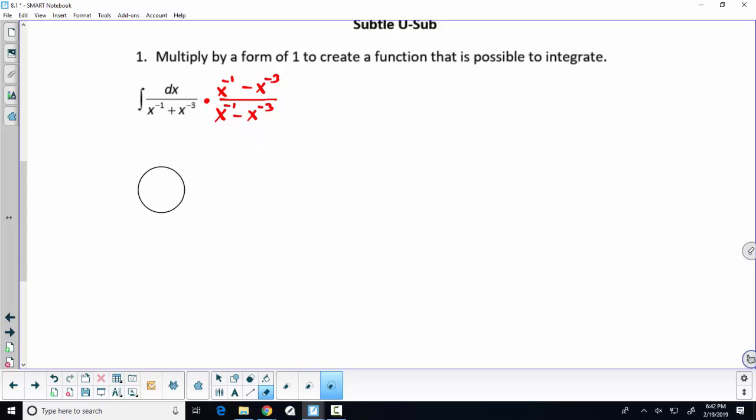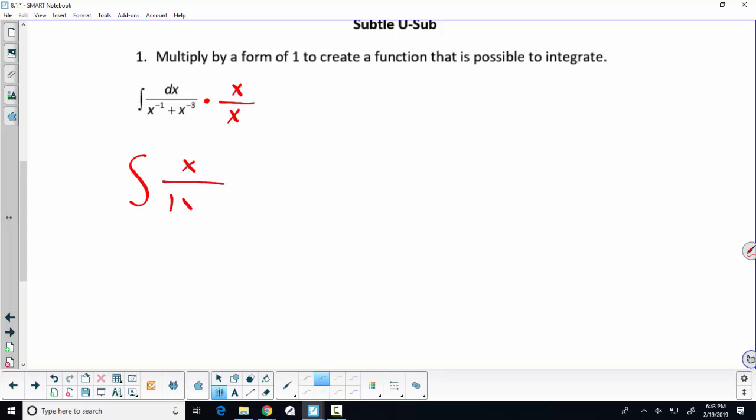Could you multiply by x over x, and then x to the negative 1 would become 1? So multiply by x over x. All right, that's on the right track. Let's see what happens here. That's x over 1 plus x to the negative 2. Is that something we could work with? It's getting better. A little bit better.